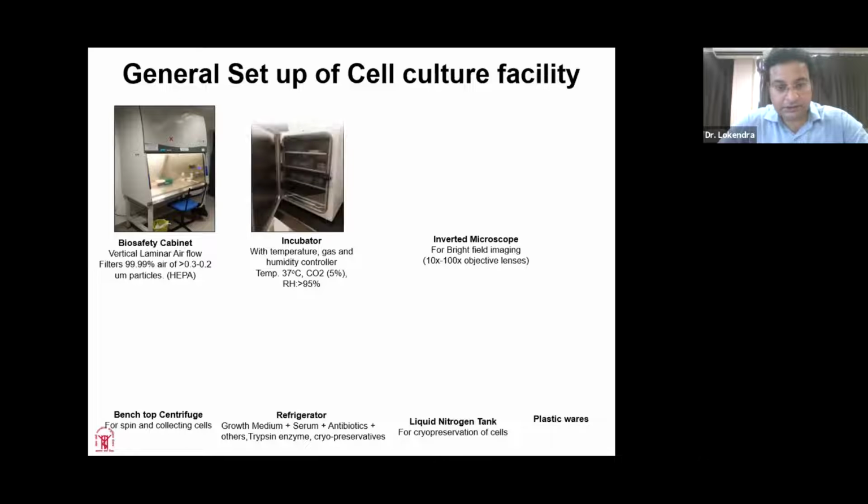The second one is the incubator, where we keep the cells. This CO2 incubator is primarily used for controlling physical parameters such as temperature, gas, and humidity. Generally when you grow mammalian cells, it requires 37 degrees Celsius temperature and 5% CO2, which is very close to the physiological level of gases inside our body. And then relative humidity is approximately 95%.